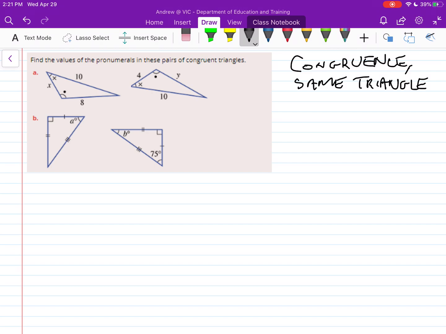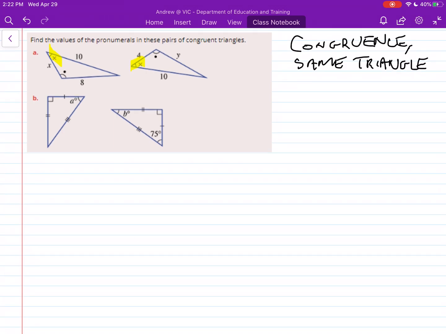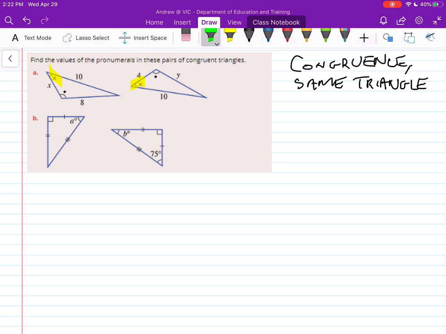So here, our first one, I just like to match up the sides. So I'm just going to get a highlighter to do this. Okay, so first we've got our X here, and X there. We then have this black dot here and this black dot here. They're the same. So we just need to look at what's opposite each one. So we've got 10 and 10. Okay, we know that this is both opposite our dot.